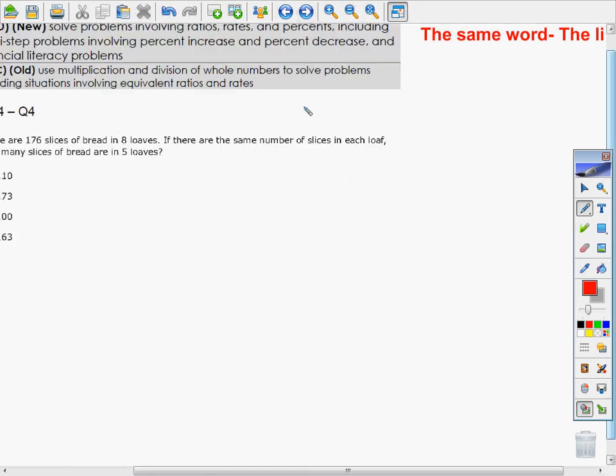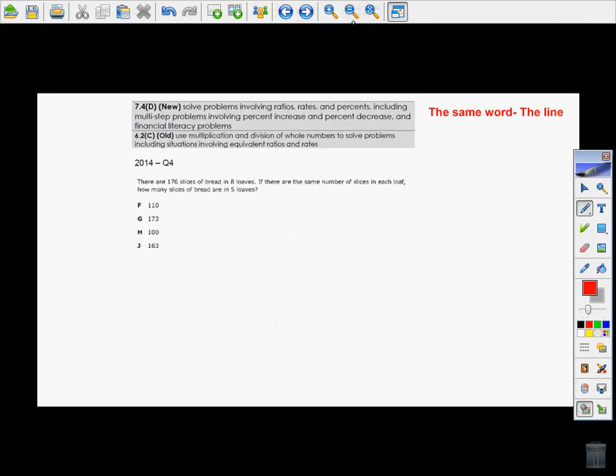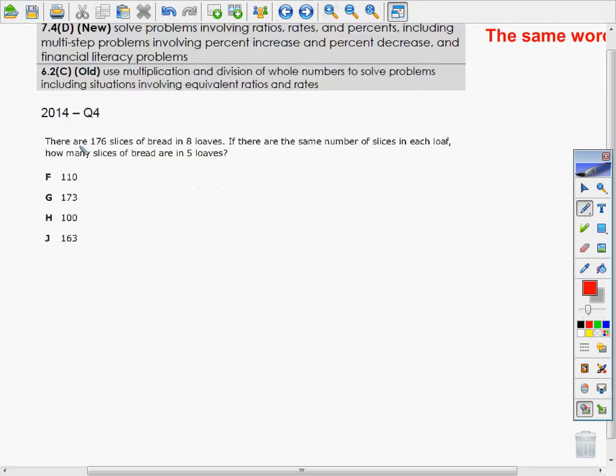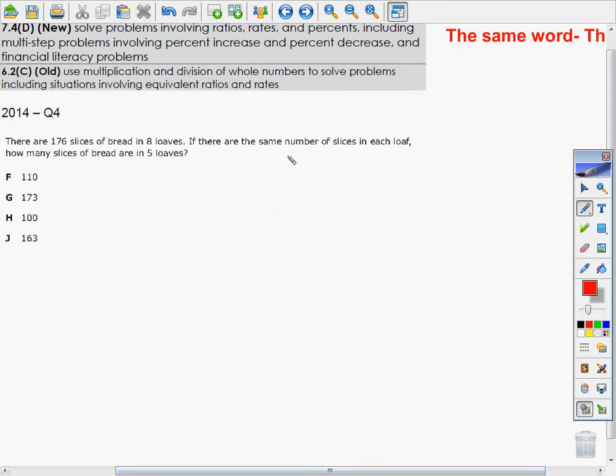Let's continue with one more question here. There are 176 slices of bread in 8 loaves. If there are the same number of slices in each loaf, how many slices of bread are in 5 loaves? So the same word, the same line as the acronym, we need to take care. And the first two numbers we have to create as a ratio, pair with pair. So 176 slices, 8 loaves. Here I'm going to put L. So we wonder 5 loaves take how many slices, right?